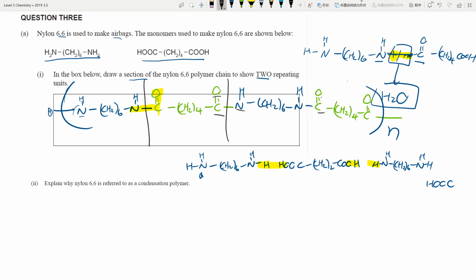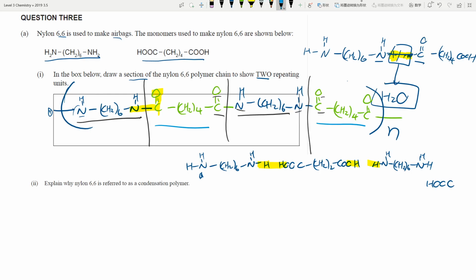You look for the CON bond, you cut here. And you should be able to see that this thing I just underlined and this thing I just underlined are exactly the same. And then these things that I underlined in blue are exactly the same thing.